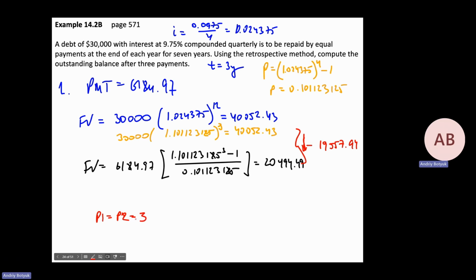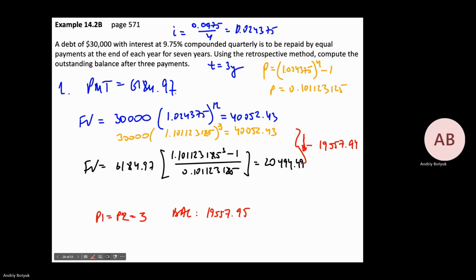3. Okay, good. Because P1, that's the payment number, right? We all remember that. And I have the same number. Balance would be 19,557.95. This discrepancy of 1 cent happened because we rounded the payment, and the calculator takes the entire value.